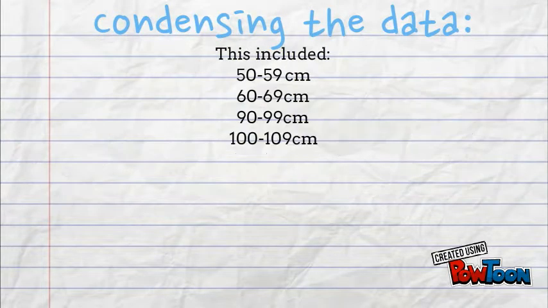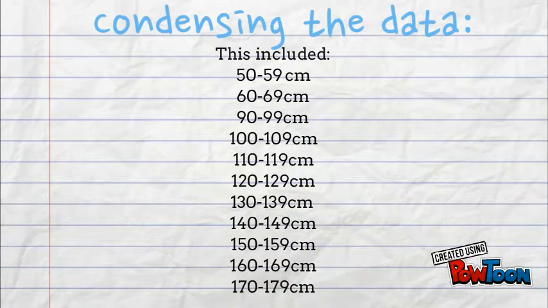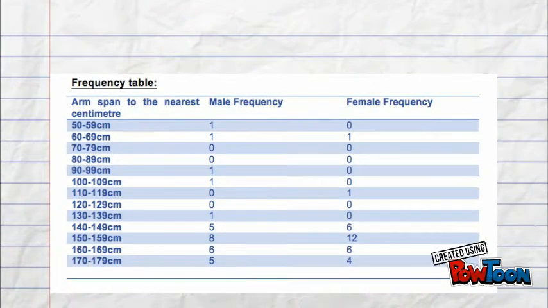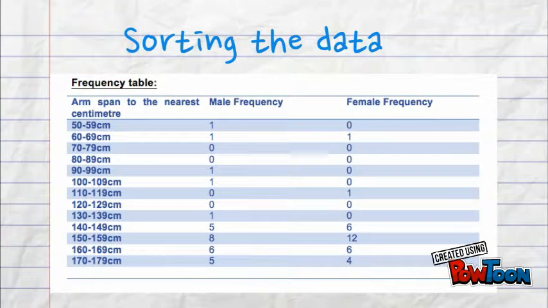As I had a broad array of data, which varied between 56 centimetres and 178 centimetres, it was essential that I condensed the categories in which this data fell. My next step from here was to sort the data into a frequency table. I utilised one column for the males and another column for the females. As I had a wide spread of data, I grouped the data into blocks of 9 centimetres.